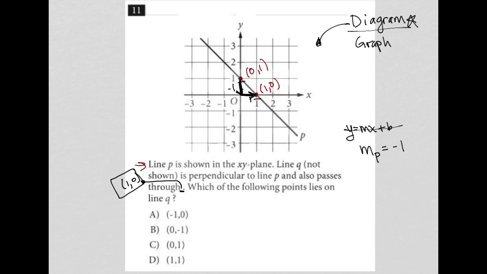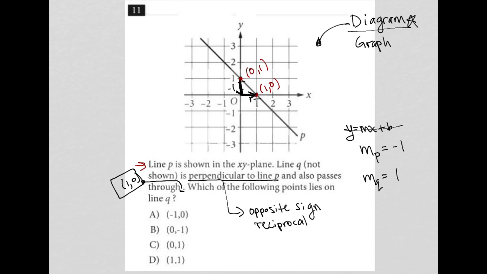The question says that line Q is perpendicular to line P. So that means the slope of line Q must be positive 1. How do I know that? Because perpendicular lines have opposite sign, right? So we're going from negative 1 to positive 1. And reciprocal, in this case, 1 over 1 still remains 1 over 1. So my slope for line Q is positive 1.